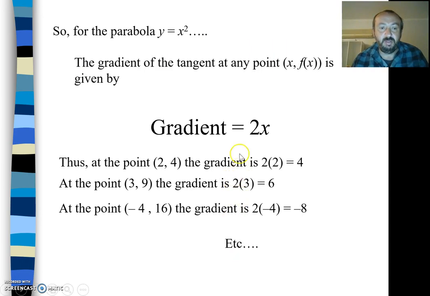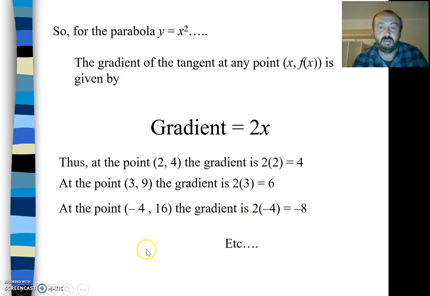So, for the parabola y equals x squared, the gradient of the tangent at any point x, f of x is given by 2x. Another way of saying it is that the derivative of y equals x squared is 2x. Thus at the point (2, 4), the gradient is 4. At the point (3, 9), the gradient is 2 times 3, which is 6. At the point (-4, 16), the gradient is 2 times minus 4, which equals minus 8, and so on.